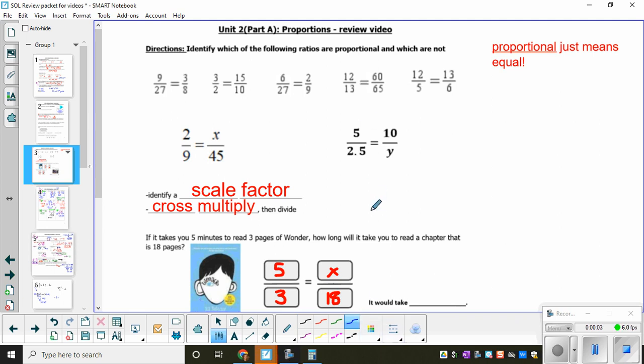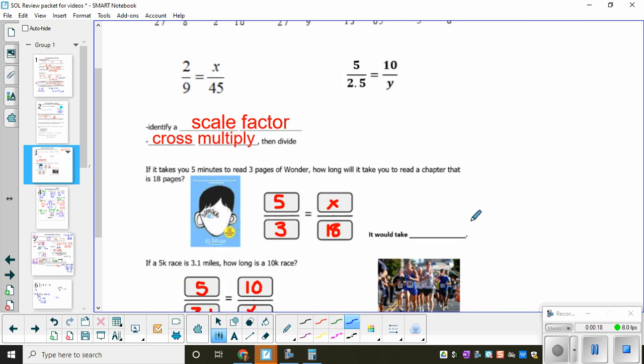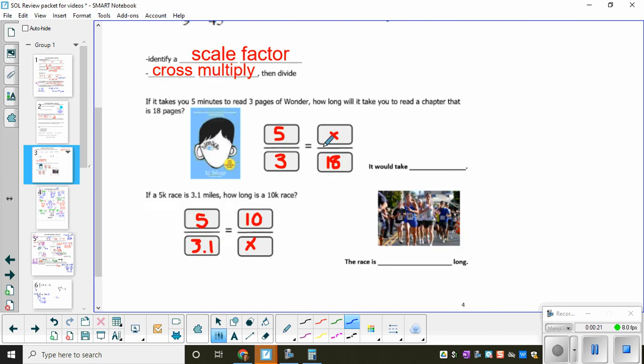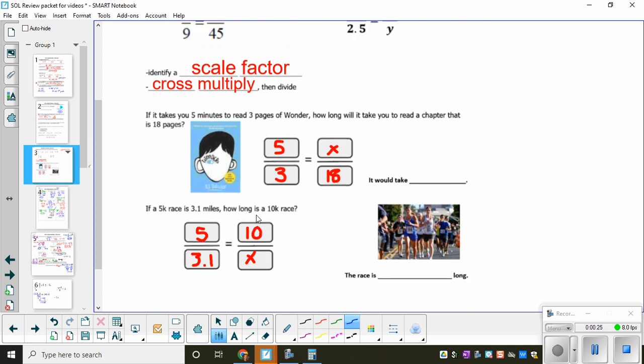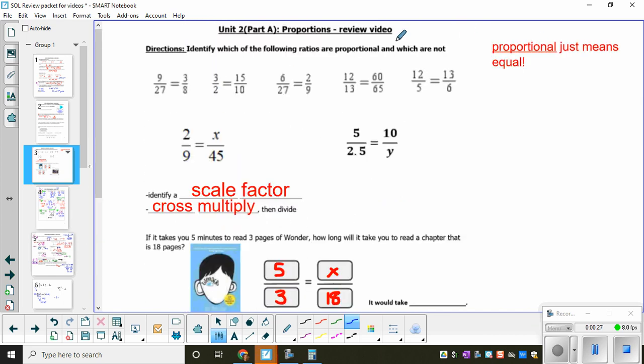Hey y'all, so in this video what we're going to be looking at is Unit 2 Part A, where we did a lot with our proportional reasoning. In this video I'm just going to review how to identify whether or not certain ratios are proportional. We're going to review how to solve a proportion, and then I'm going to review the main difference between the types of problems where x might go on top versus when x might go on bottom for a word problem. Okay? So let's just kick it off here.